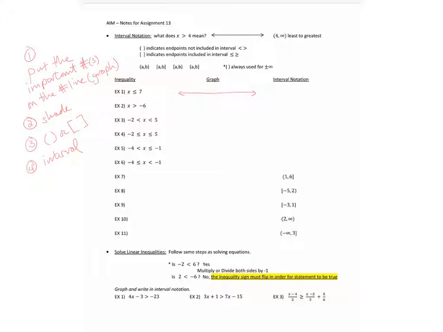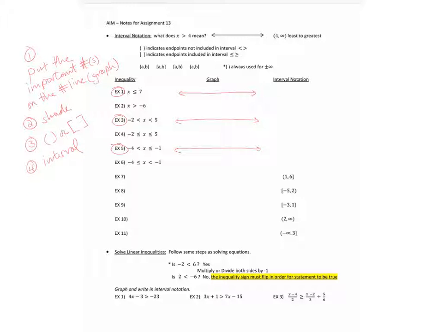You want to use an appropriate parenthesis or square bracket based on what sign we're using. You can see that information up here. And then you want to write the interval. So really quickly, I'm going to do a few of these here. Let's say I'm going to do example 1, 3, and 5.